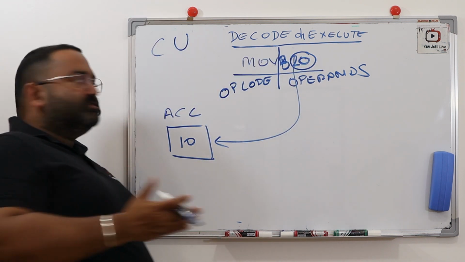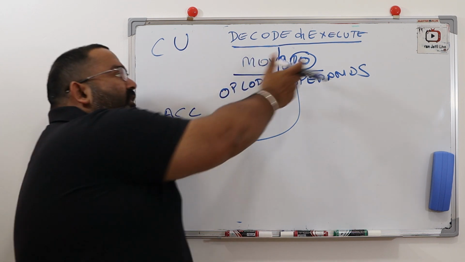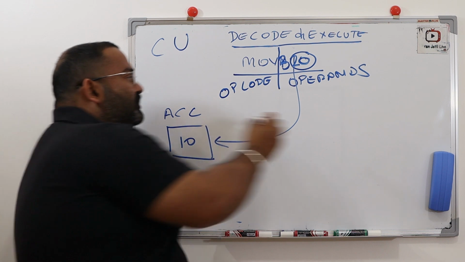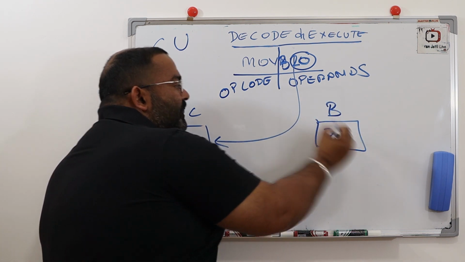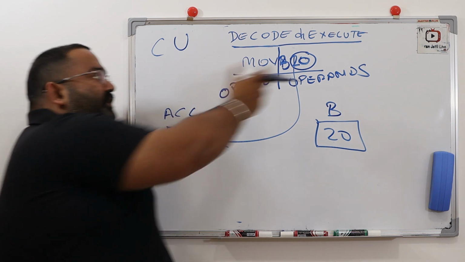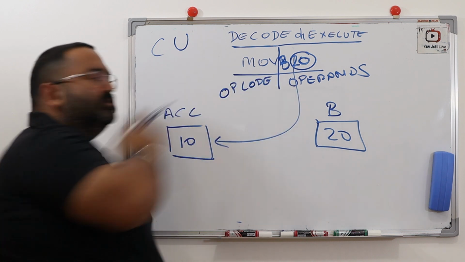Suppose I have another instruction, Move B, 20. Again it splits the instruction. Okay, this is also a data movement instruction, so whatever data is written in the instruction, I move it to CPU register B. So data is moved: 10 comes to the accumulator, 20 goes to register B.